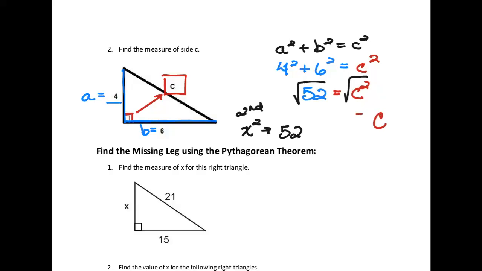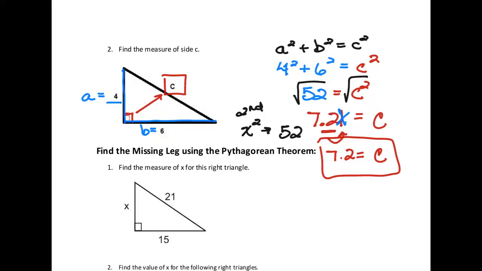So C is 7.21. The tenth place is 1 decimal place over. Look to the right, 5 or more. No, so that gets canceled out. So C is equal to 7.2. So yes, you pretty much have to show all of this work.